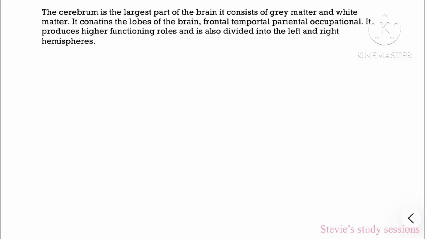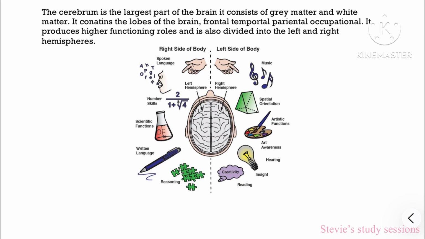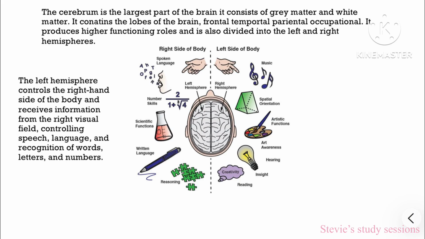The cerebrum is the largest part of the brain. It consists of grey matter and white matter. It contains the lobes of the brain, the frontal lobe, the parietal lobe, and the occipital lobe. It produces a high-functioning role, and it is also divided into the right and left hemispheres. The left hemisphere controls the right-hand side of the body and receives information from the right visual field, controlling speech, language, recognition of words, letters, and numbers.